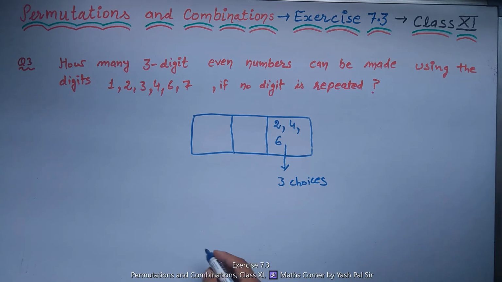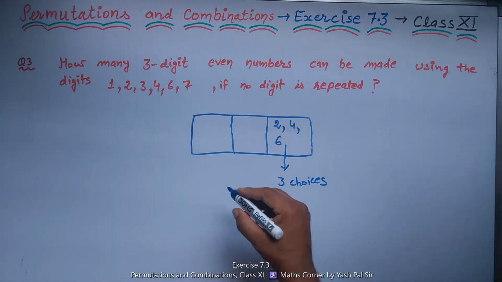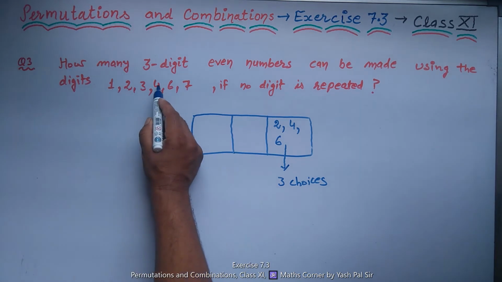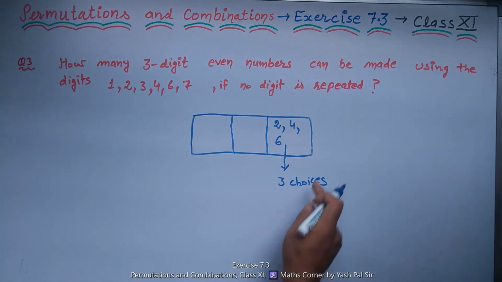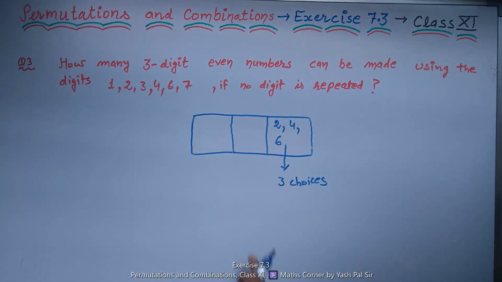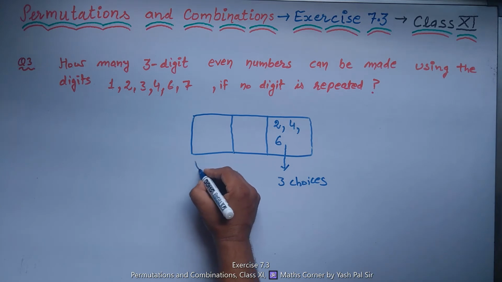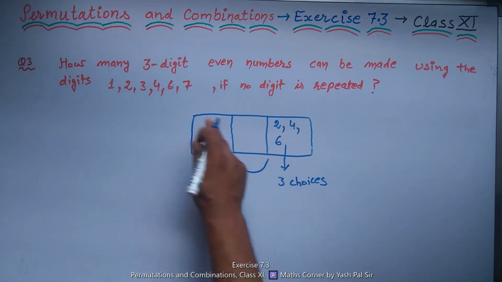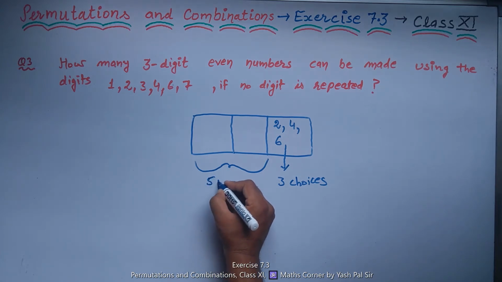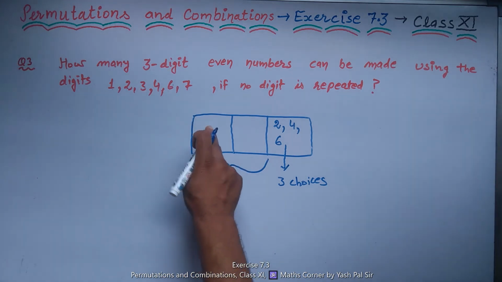3 choices. Now what can we say about these 2 digits? Out of the 6 digits, 1 digit is used at the ones place, so we are left with only 5 digits. Out of 5, we want to fill only 2 boxes.